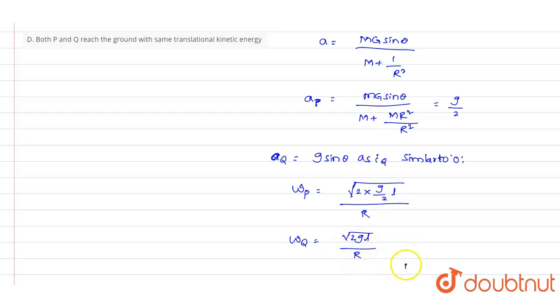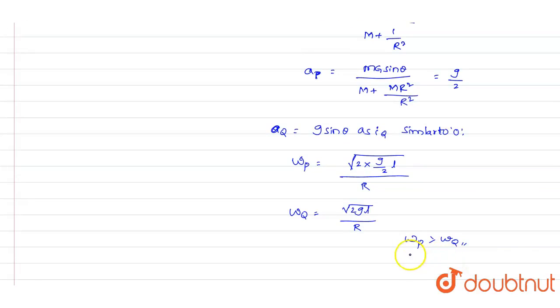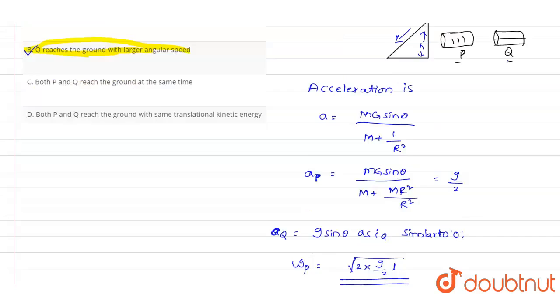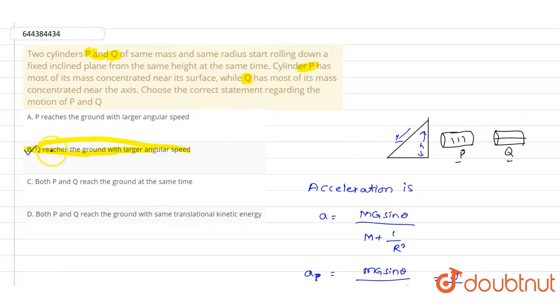So we can say omega P value is greater than the omega Q value. According to this particular solution, we can say Q reaches the ground with larger angular speed. So the reason why it reaches faster than the P is that omega P value is greater than the omega Q value. Even the acceleration is also similar to 0. So that is why Q reaches the ground with a larger angular speed. So according to that, option B is the correct answer for this question.